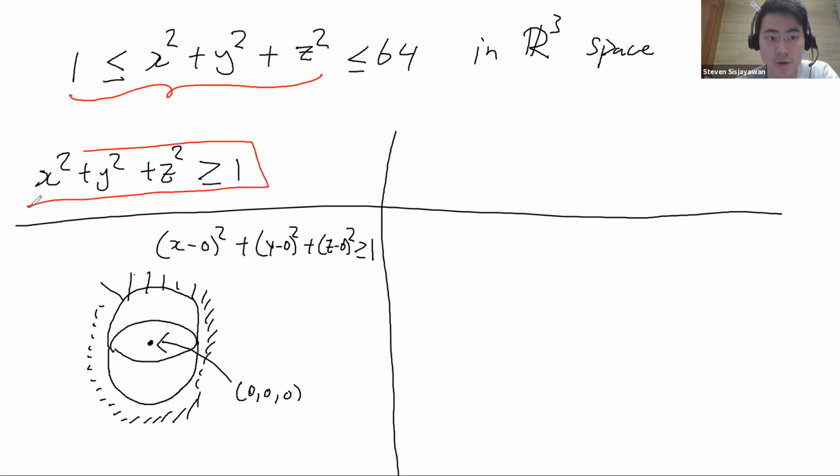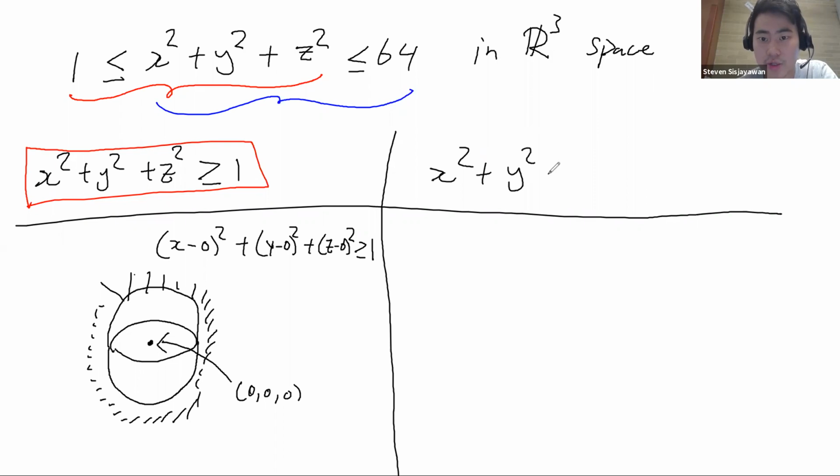So now let's look at the right side of the inequality. Let me use blue. Let's look at this part of the inequality. So it's going to be x squared plus y squared plus z squared less than or equal to 64, right? So again, I will start by drawing out what this sphere basically looks like. So that is basically going to be a sphere.